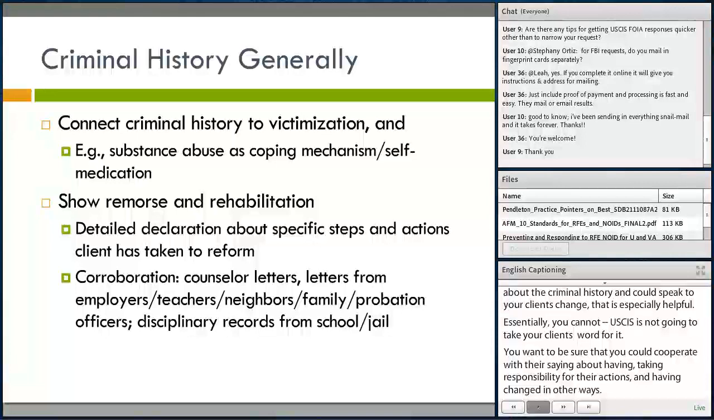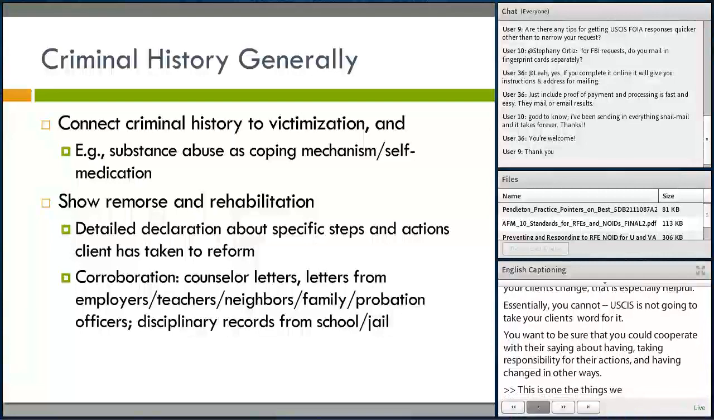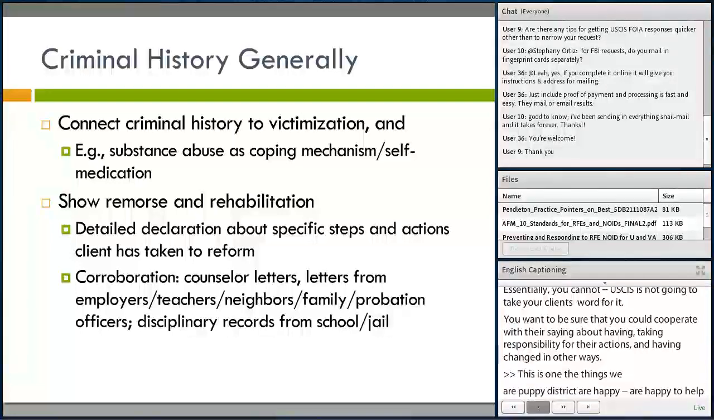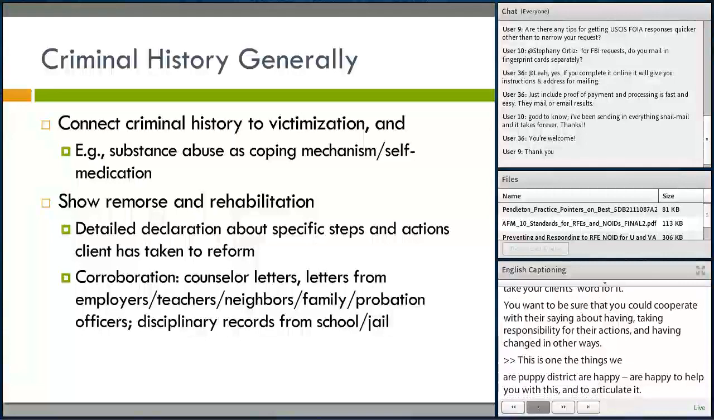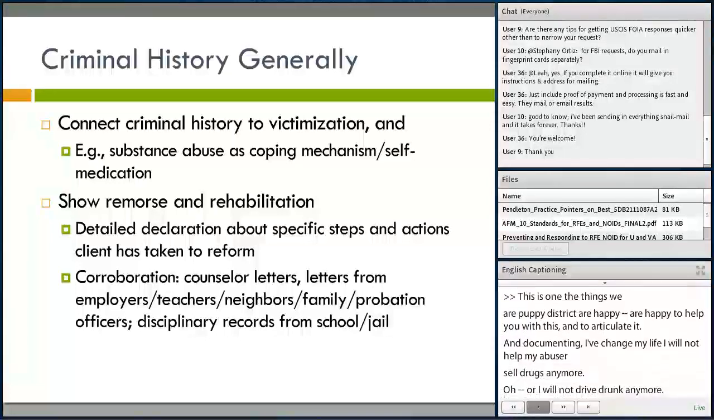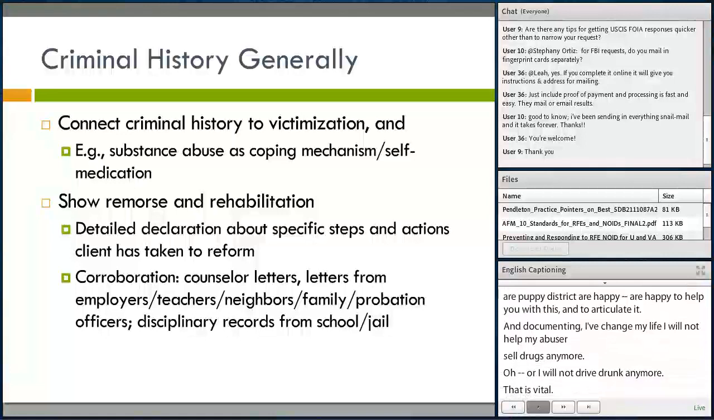This is one of the things we're happy to help you think about, how to articulate this. And especially if you have clients in detention, it can be very challenging, thinking about creative ways to document, you know, I've changed my life, I'm not going to help my abuser sell drugs anymore, I'm not going to drive while drunk anymore, and here's why. That's going to be, as she says, vital.